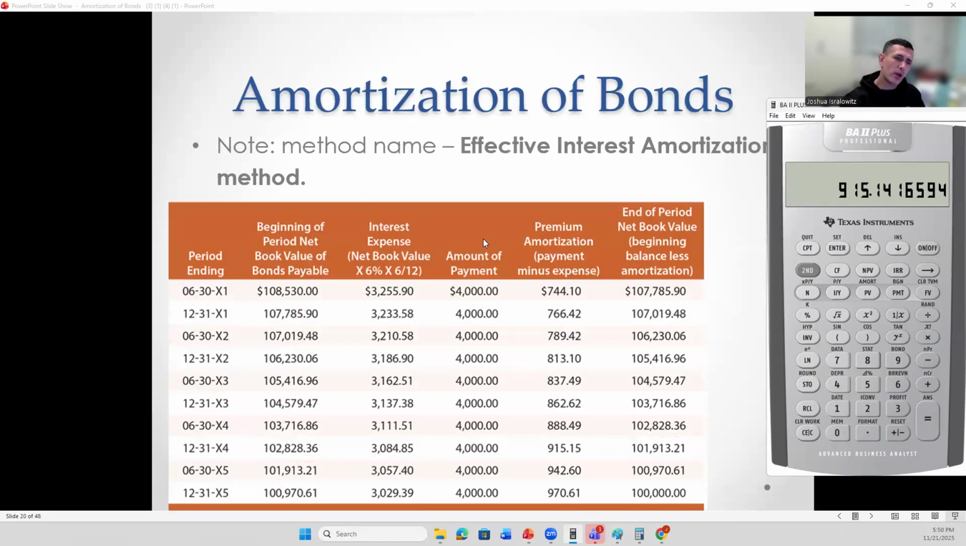And if you want to look this up in accounting, this is called the effective interest amortization, something like that. Accounting and finance, so you'll see a lot of finance stuff.